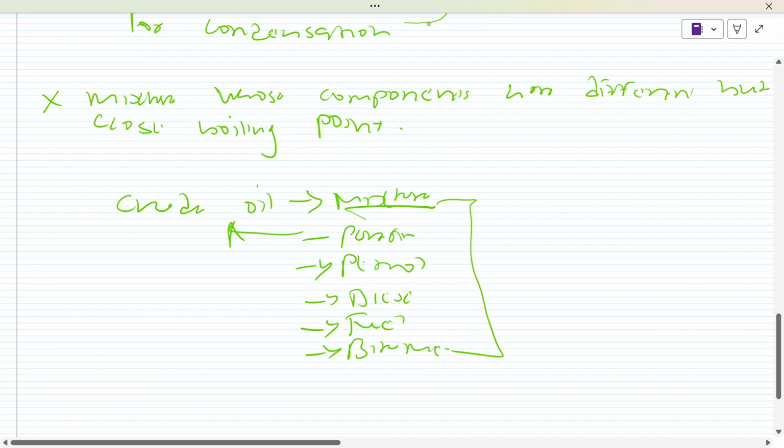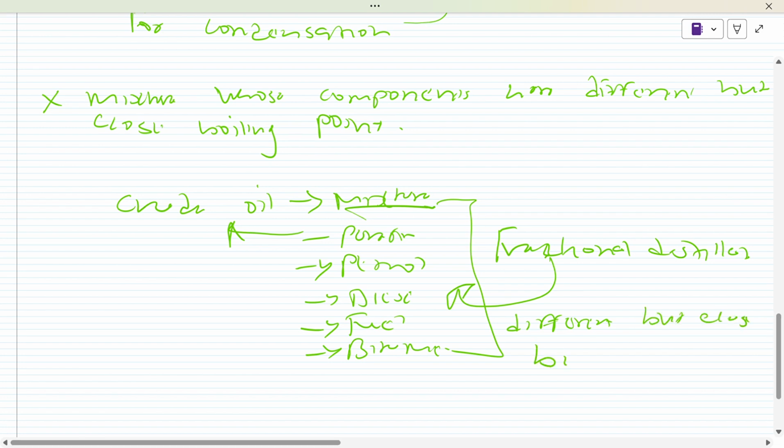So crude oil is a mixture. When it's subjected to fractional distillation, we get all these components. And what's the principle? It is based on different but close boiling points.